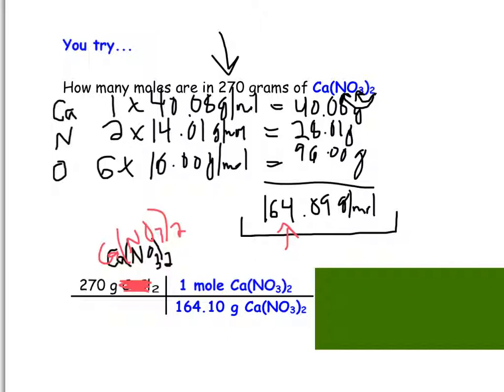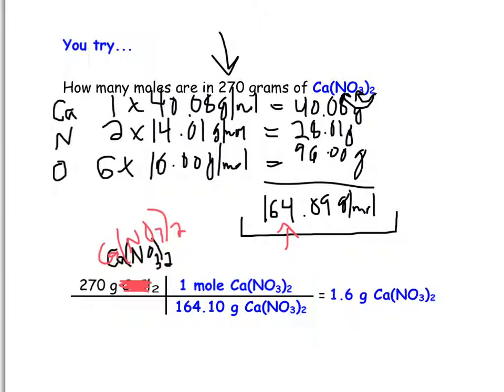So when we go through and solve for this one, we will see that we get an answer of 1.6. And again, this should not say grams. I apologize for the typos. This is 1.6 moles of calcium nitrate. Because we cancel out our units, grams of calcium nitrate cancel out, and we are left with moles of calcium nitrate.